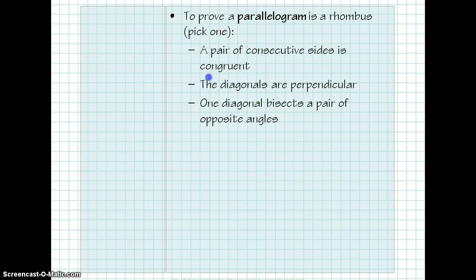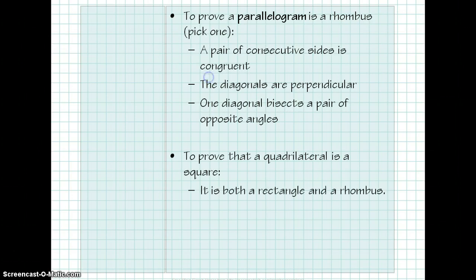Now, if I want to prove that a quadrilateral is a square, I have to basically prove that it is both a rectangle and a rhombus. So I have to go through both processes there. Okay? So we're going to look at different ways to do this when we get to class, as far as both formal proofs, informal proofs, that sort of thing.